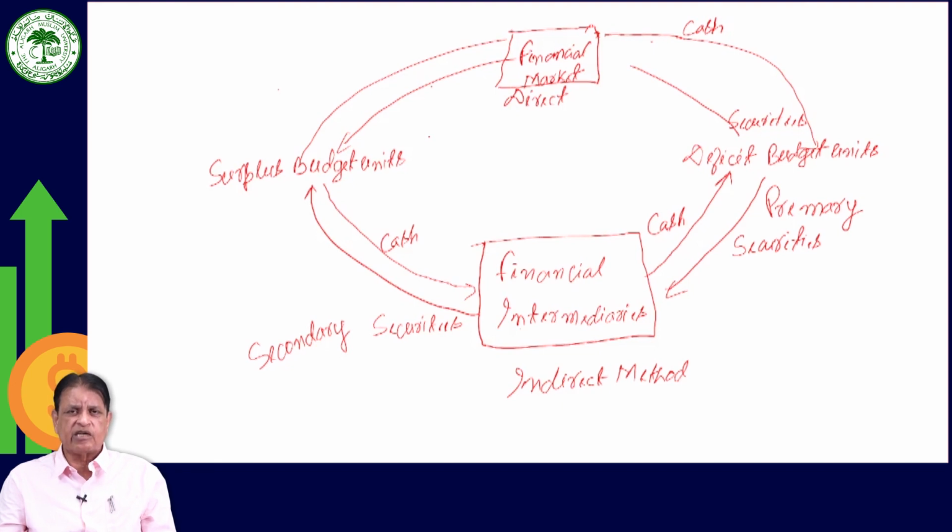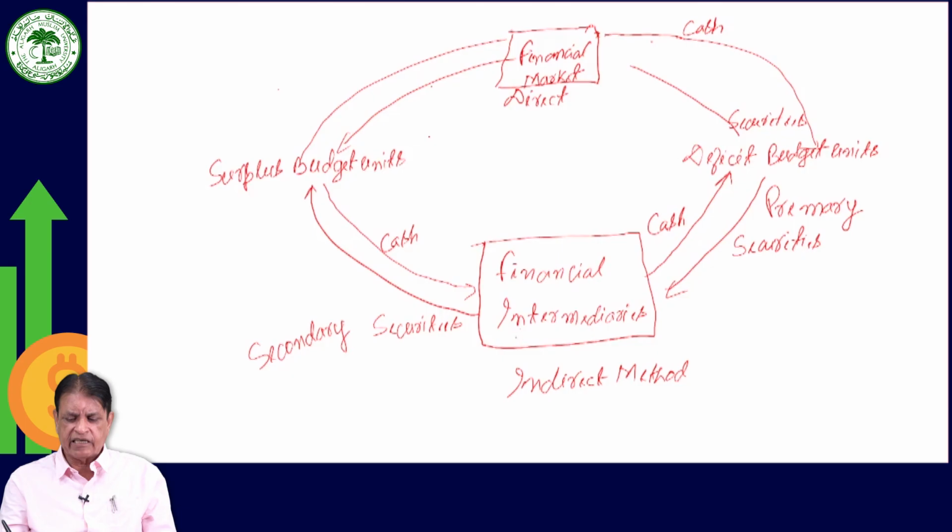Primary securities are those securities which are issued by the ultimate borrower, the ultimate user of the fund, or the real sector, and the deficit budget units are the ultimate user of the fund, ultimate borrower. So securities issued by them are known as primary securities, whereas secondary securities are the securities which are issued by financial intermediaries as claims against themselves. So the issuer of these securities is neither ultimate borrower nor ultimate lender. Therefore, secondary securities are those securities which are issued by the financial middleman.